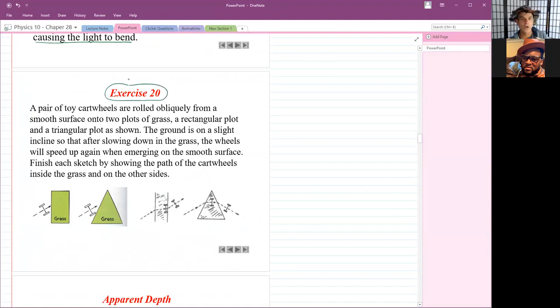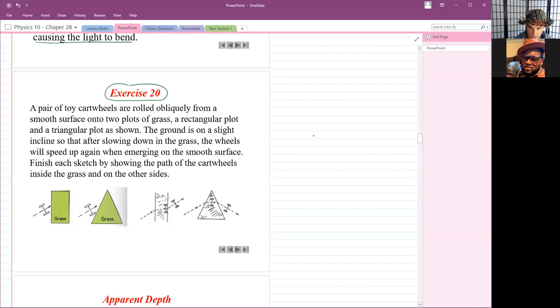So a pair of toy cartwheels are rolled obliquely from a smooth surface onto two plots of grass. A rectangular plot and a triangular plot is shown. The ground is on a slight incline, so after slowing down in the grass, the wheels will speed up again when emerging on the smooth surface. Finish each sketch by showing the path the cartwheels take inside the grass and on the other side.